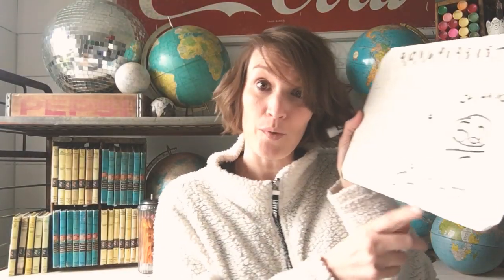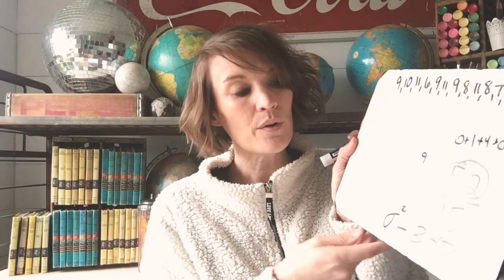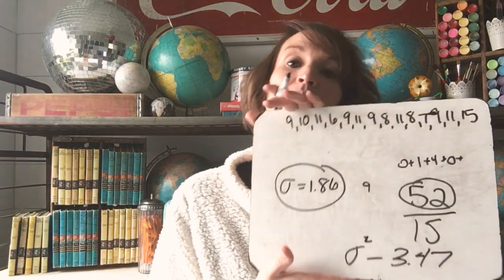Step 5, find the standard deviation. And to do that, you take the square root of this number. And the square root of 3.47 is 1.86. Final answer. That's where we're headed to.